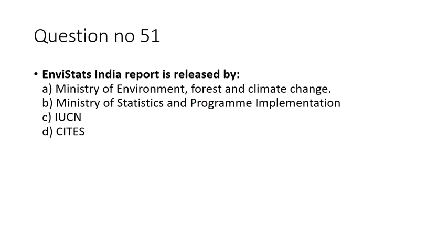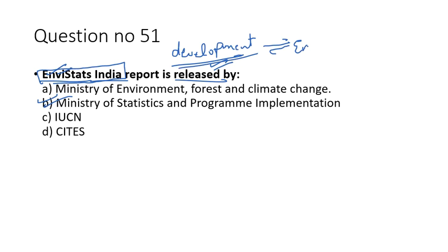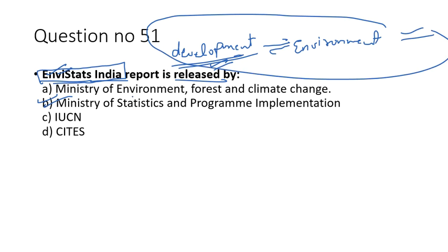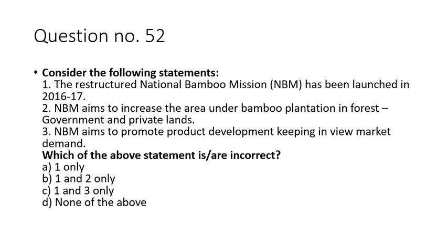Let's move to question number 51. Question number 51 is again a fact-based question. The India report is released by which among the following? Ministry of Environment, Forest and Climate Change, MOSPI, the Ministry of Statistics and Programme Implementation, IUCN, and Sites. So the answer is B. This report's main focus is to talk about the effect of development on the environment and ecology. This is the main focus of this report, and it is released by the Ministry of Statistics and Programme Implementation. Right. Now move to question number 52.